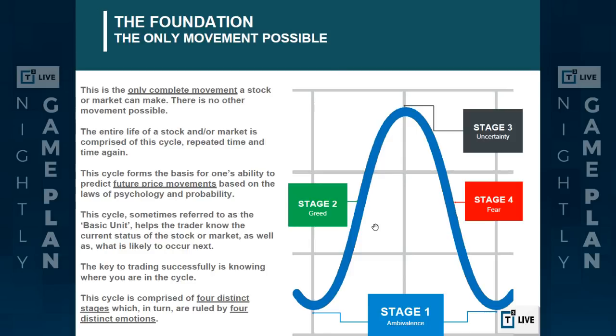This cycle is comprised of four distinct stages, which in turn are ruled by four distinct emotions. Stage one, right? Stage one is ruled or dominated by the feeling of ambivalence, or a slightly better word for ambivalence is indifference. Traders don't care about the stock. They really couldn't care less about the stock. So they're indifferent to it. They're oblivious to it, so to speak. They're not interested in shorting it. They're not interested in playing it long.